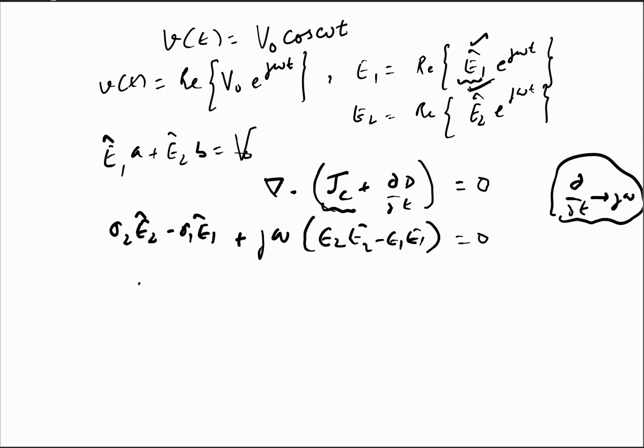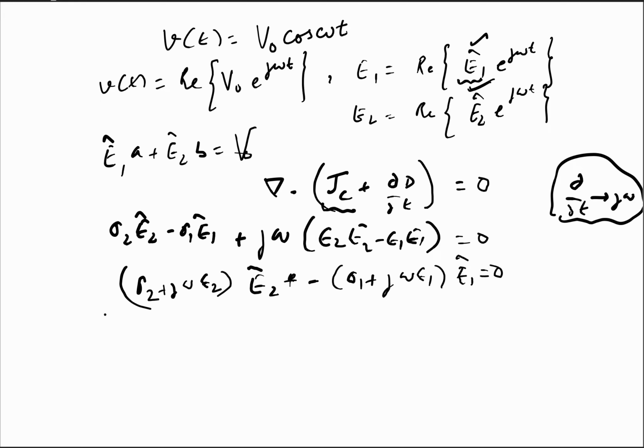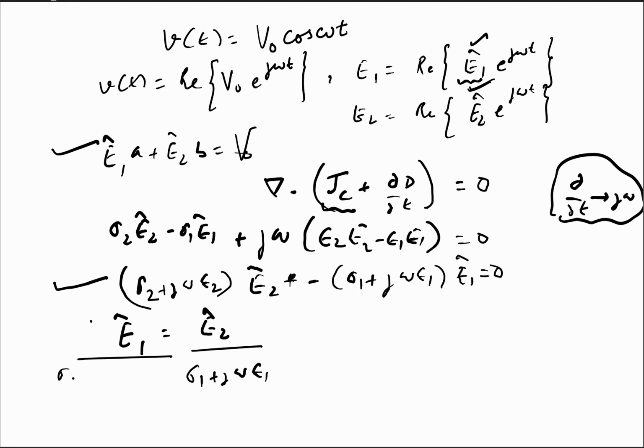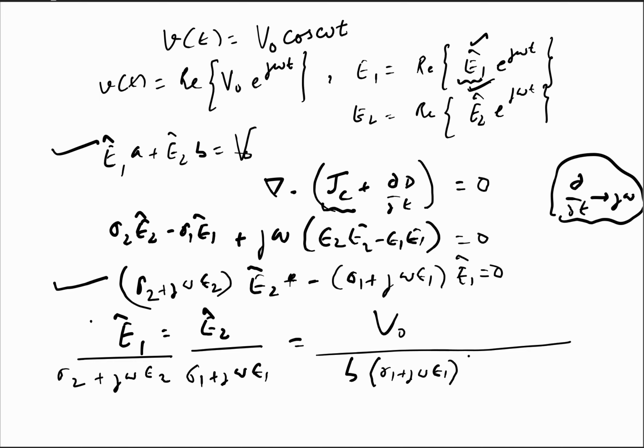or on simplifying I can write it as (σ2 plus jωε2) E2 minus (σ1 plus jωε1) E1 is equal to 0, and this will give us a solution. This equation, and this equation, will give us the solution: E1 over (σ2 plus jωε2) equals E2 over (σ1 plus jωε1), which is equal to V0 over B(σ1 plus jωε1) plus A(σ2 plus jωε2). So in this way we can find the field also during a sinusoidal source application.